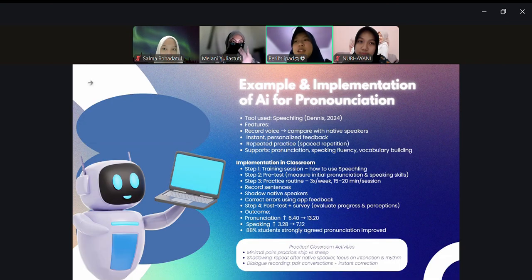The first one is in the Danish study 2024, the AI tool used was Speaking. This application allows students to record their voice and compare it with native speakers and receive instant individualized feedback. It is designed to help learners notice their errors and practice until they improve.